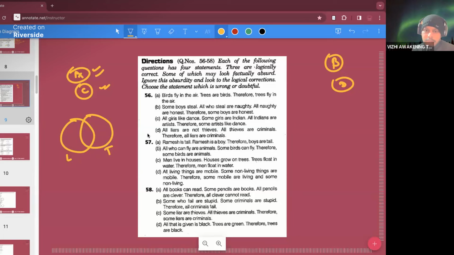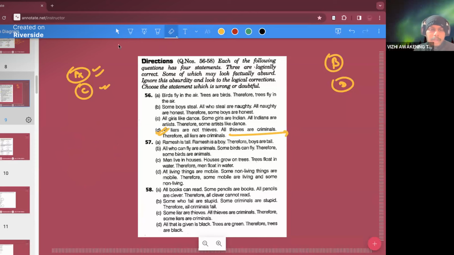All thieves are criminals, like this. Therefore, all liars are criminals? No. All liars are not criminal. This part is not criminal. So D is the one which should be your answer. But we have only proved A and C as correct options, so we'll also be proving why B is the correct option.